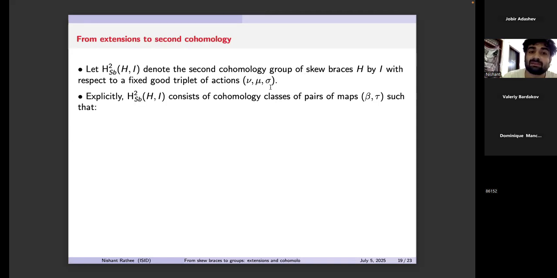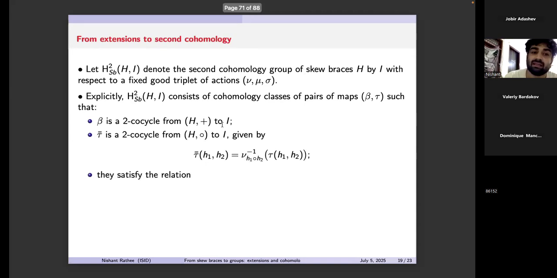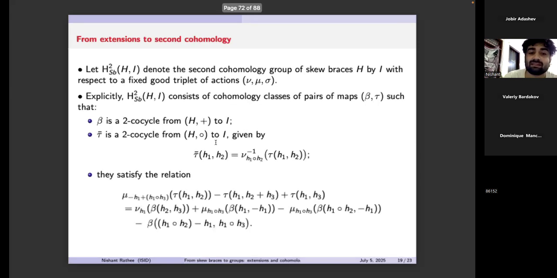Explicitly, this second cohomology group consists of the pair (beta, tau), such that beta is a 2-cocycle from H plus to I, and tau bar is a 2-cocycle from H circle to I, given by tau bar(H1, H2) twisted by the action nu. This is something we have done in our first paper, extensions of skew braces, and further this satisfies the following compatibility condition, this weird relation.